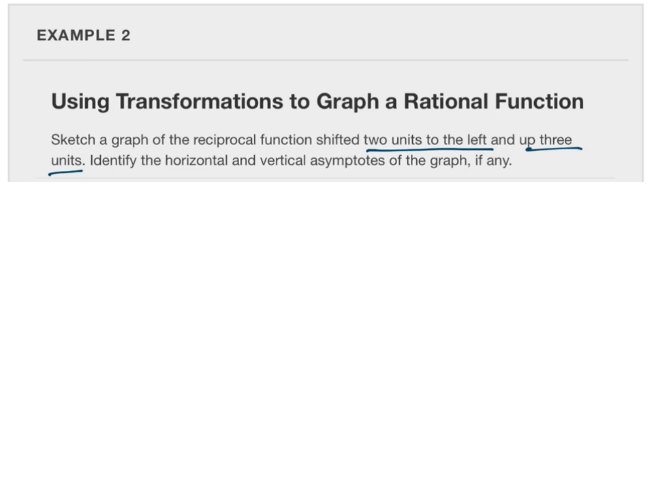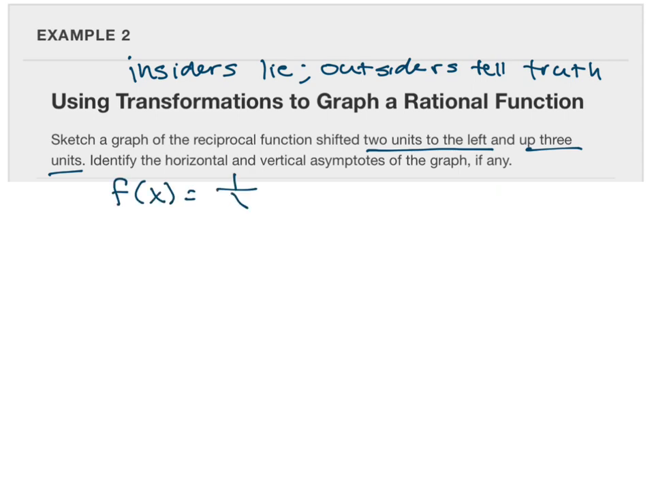Okay, so I need you to remember insiders lie, outsiders tell the truth. So we're talking about the parent function or the toolkit function, f of x equals 1 over x. We need to shift it to the left 2. So now we have f of x equals 1 over x plus 2. Insiders lie. If I put it with x, I can move it left and right, and it's got to lie. Good?